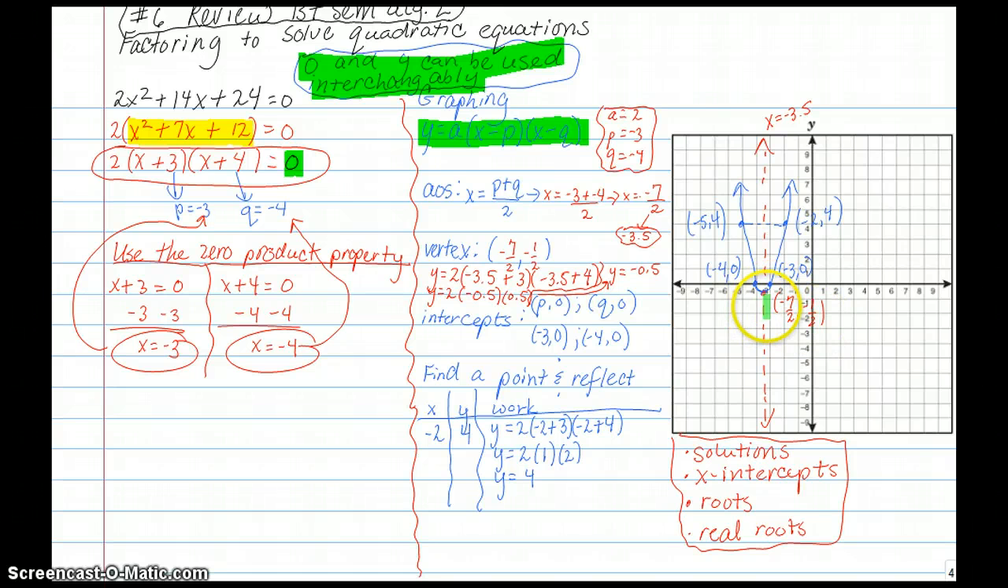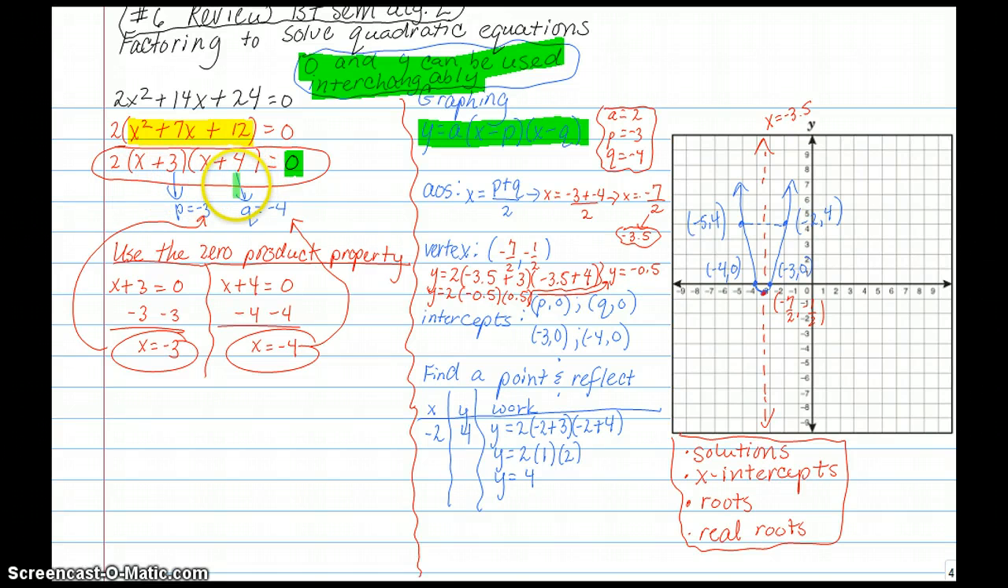So you have the vertex, you have your 2 intercepts, now you need 2 more points. You probably could have picked the point negative 1, maybe even 0. I think 0 would have put us up at 12. It's not too far off the graph, so it would have been okay. I went ahead and picked negative 2, which is right here, not very far from the axis of symmetry, 1.5 to be exact. So I plugged in negative 2 to this equation, 2 times (x plus 3) times (x plus 4).